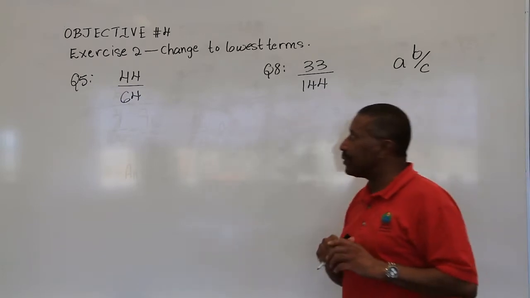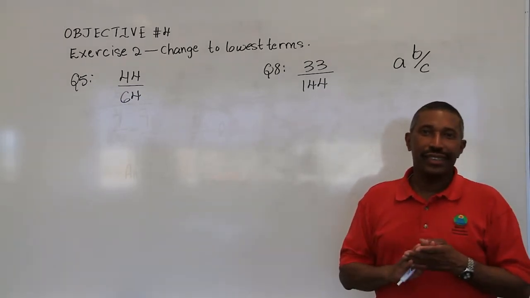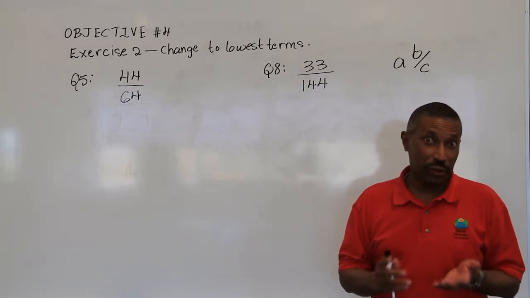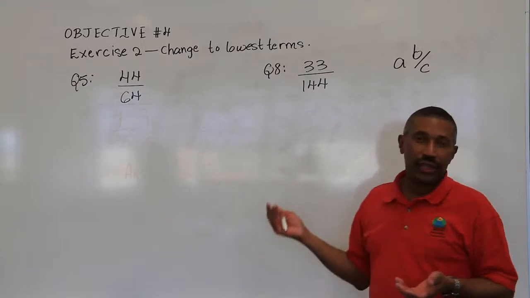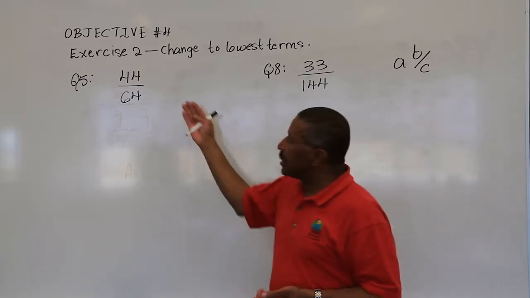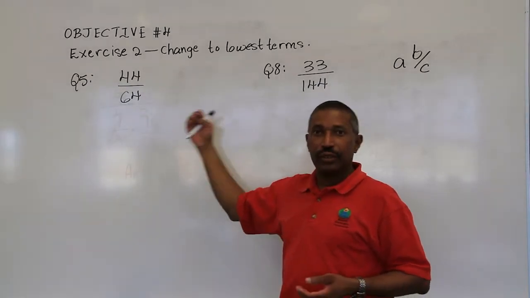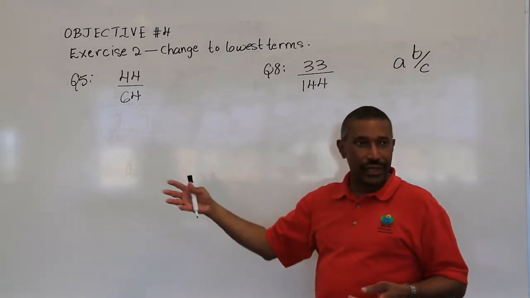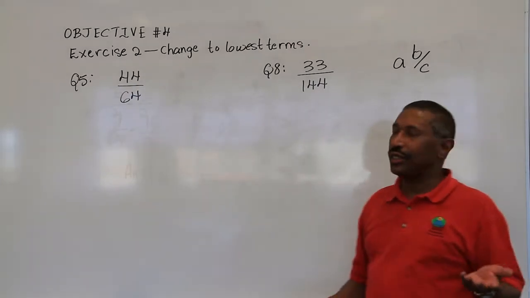Now, let's take a look at the first one. You've got 44 over 64. Now, obviously, if you know your times tables, it'd be straightforward. But what if you didn't know them and you're just using your calculator? You'd have to look at numbers that you think would divide 44 and 64, and you would try them by iteration in your calculator.